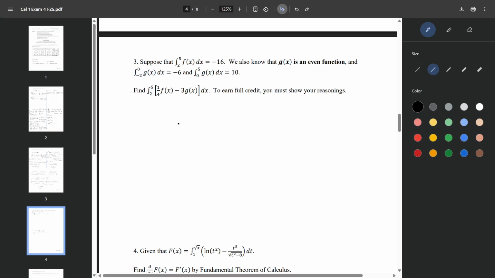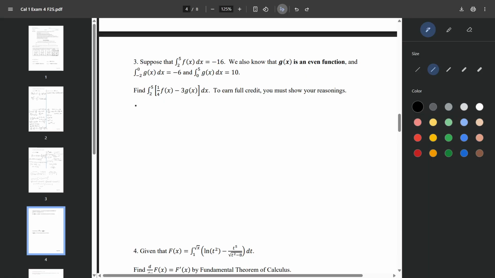Suppose that the integral from 2 to 5 of f(x) dx equals -16. We also know that g(x) is an even function, and the integral from -2 to 0 of g(x) dx equals -6, and the integral from 0 to 5 of g(x) dx equals 10. Find the integral from 2 to 5 of 1/4 f(x) minus 3 g(x) dx.